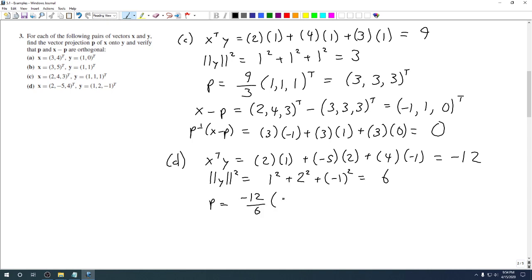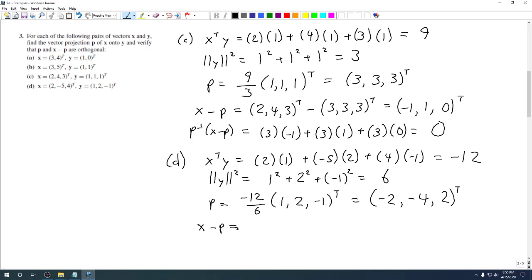We're going to multiply it by our y, which is 1, 2, negative 1 transpose. Negative 12 over 6 is a negative 2. So we're going to multiply everything by negative 2. We have negative 2, negative 4, 2. Note that this projection is actually in the opposite direction from y, because the scalar projection in front was a negative. But it still is a multiple of the vector y. It's still just some number times y. And that's really what we're looking for.